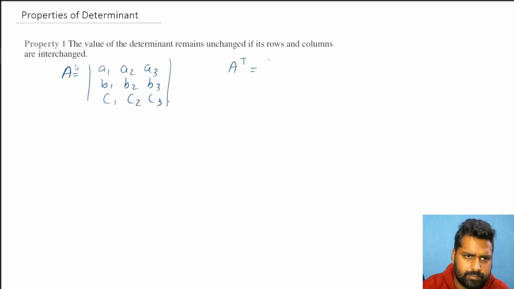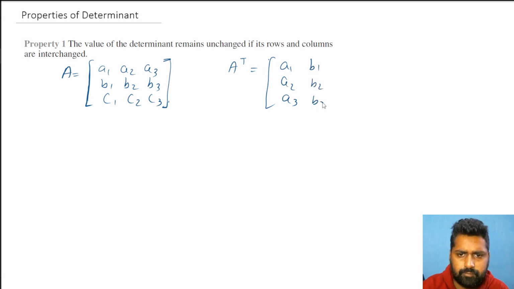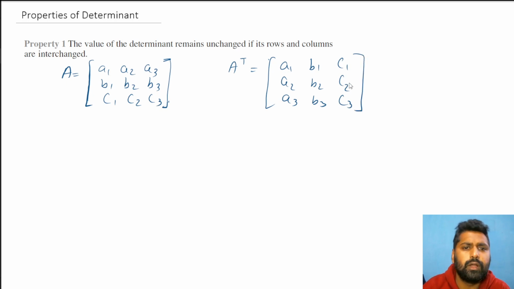That means it's a matrix, so square brackets. Then it becomes A1, A2, A3. Rows become columns: B1, B2, B3, C1, C2, C3. The property says that the determinants of this matrix as well as this matrix are equal. Basically, determinant of A is the same as determinant of A transpose. That's the overall conclusion of the first property.